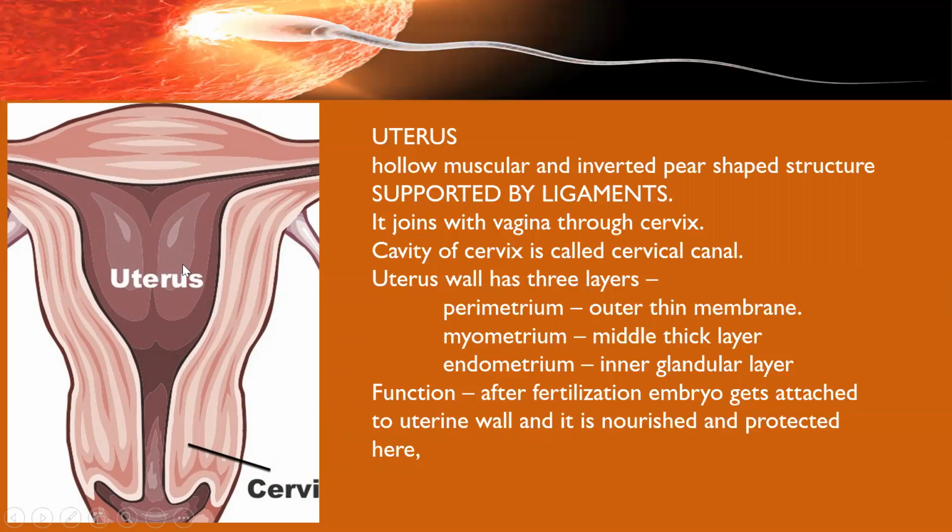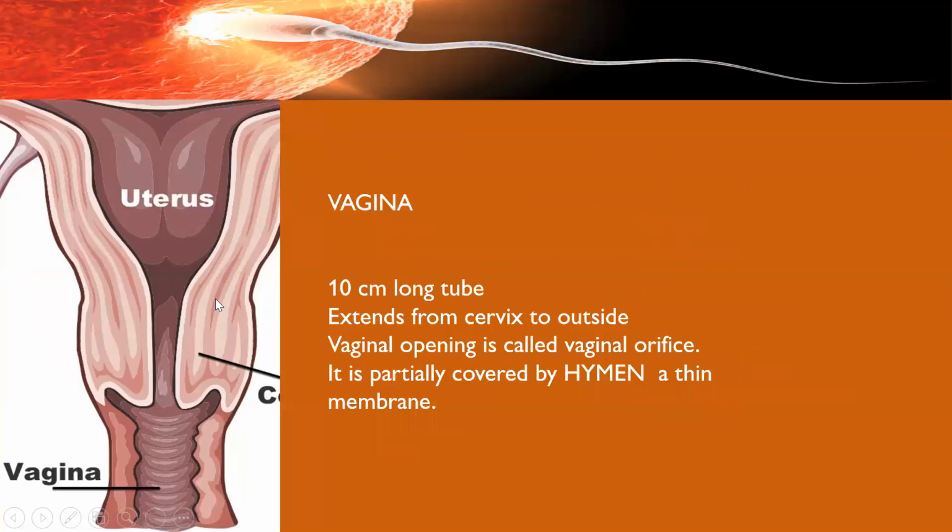Now the function performed by this uterus is that once fertilization has occurred, the embryo comes down to the uterus. It gets attached to the wall of the uterus and a structure called the placenta is formed. And now the whole nourishment of this embryo is taken through this placenta.